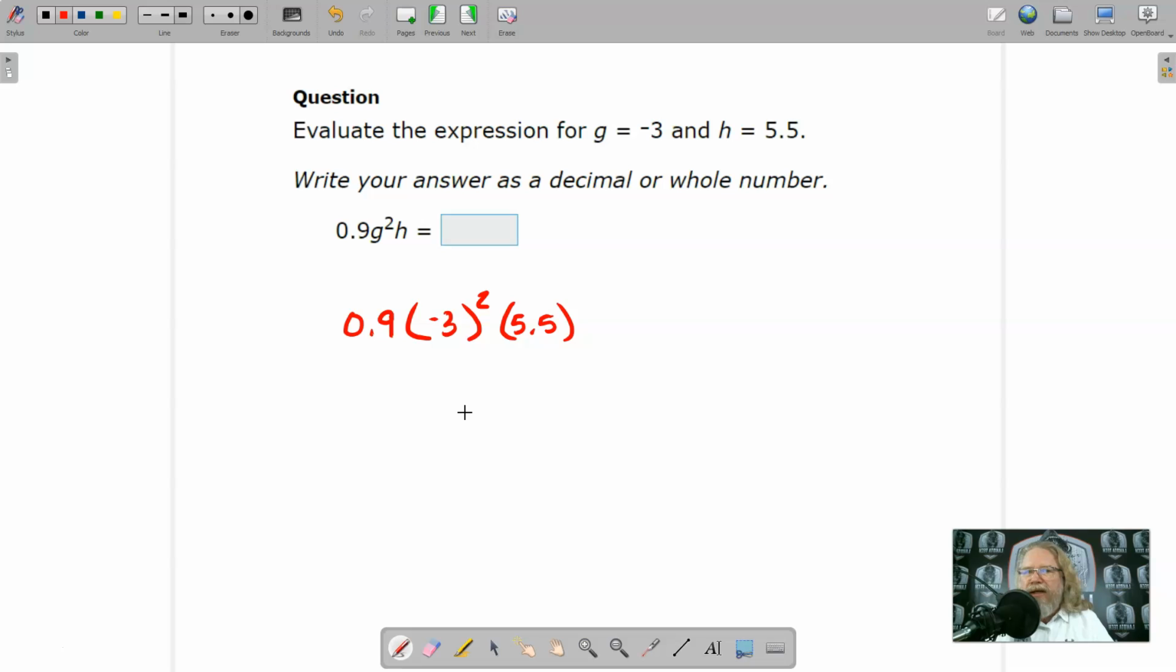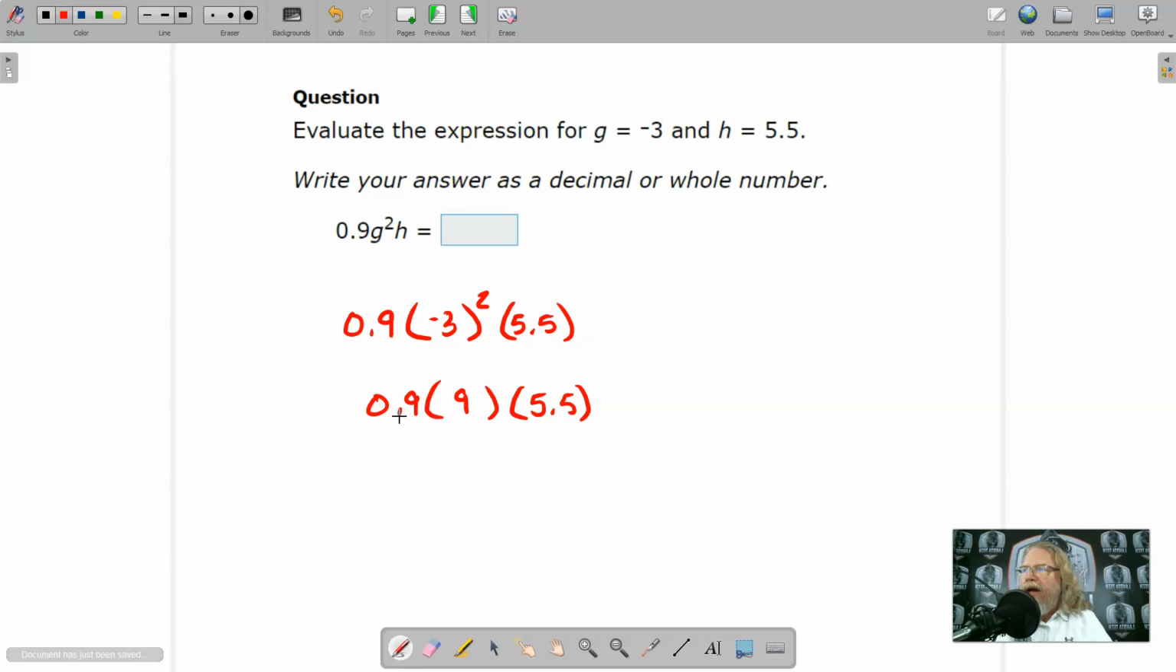Order of operations says we have to deal with that exponent first. So let's go ahead and bring our 0.9 down and put a parenthesis here. We're going to square negative 3. Well, 3 times 3 is 9. Negative times negative is positive, so this can be positive 9. And we still have to multiply that times 5.5.